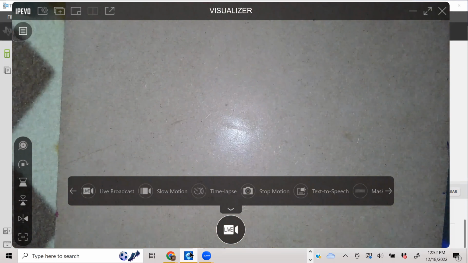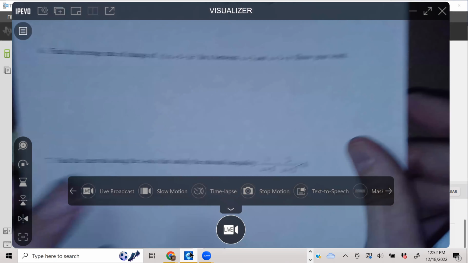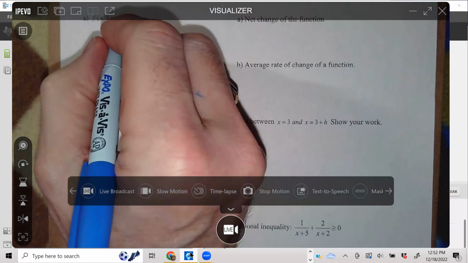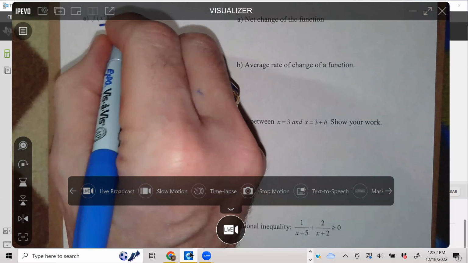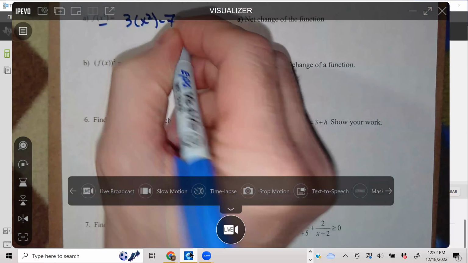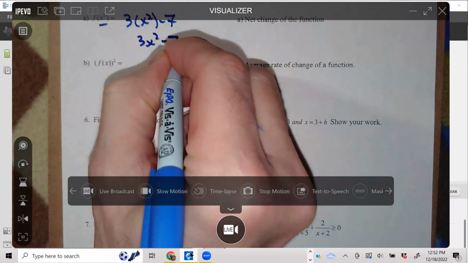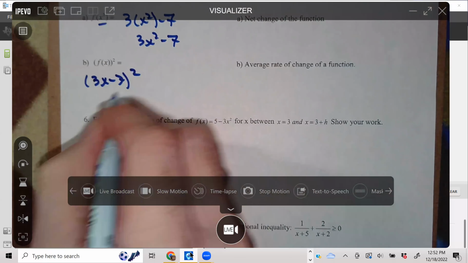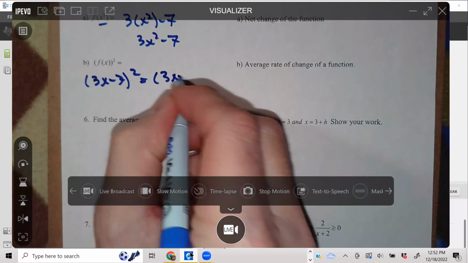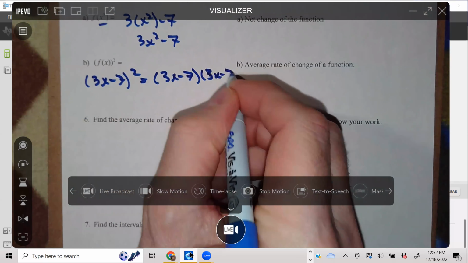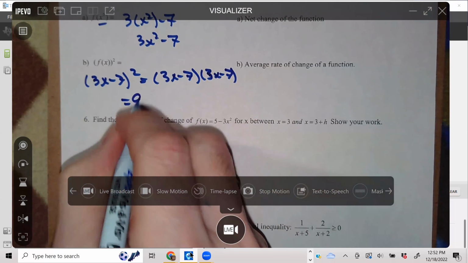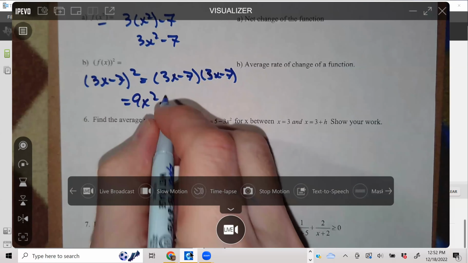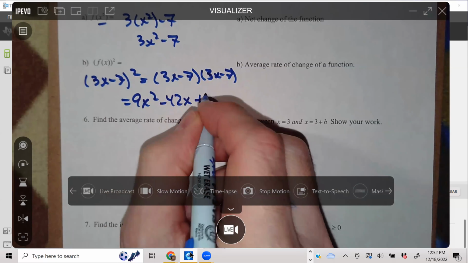Let's keep going. This is just a notational thing. So it's asking you, do you understand what f of x squared is? That would be 3 times x squared minus 7, or 3x squared minus 7. In contrast, this would be 3x minus 7 squared, which is 3x minus 7 times 3x minus 7. That's going to be 9x squared minus 21x again, which gives you minus 42x plus 49.